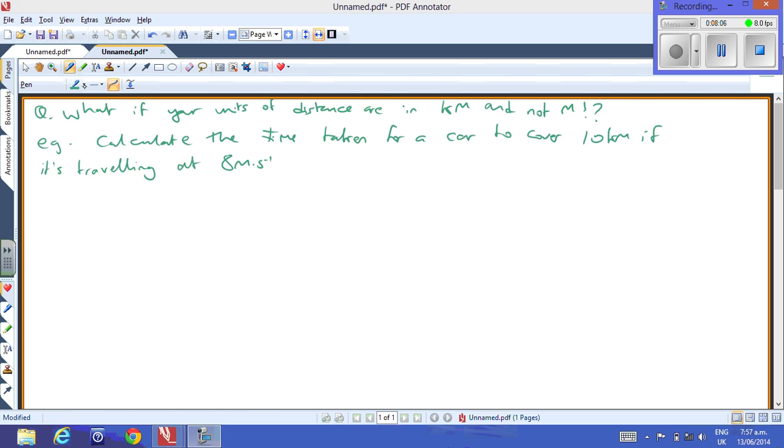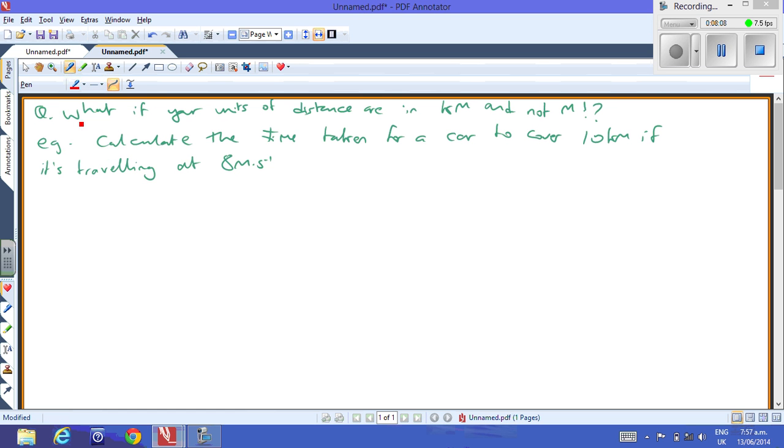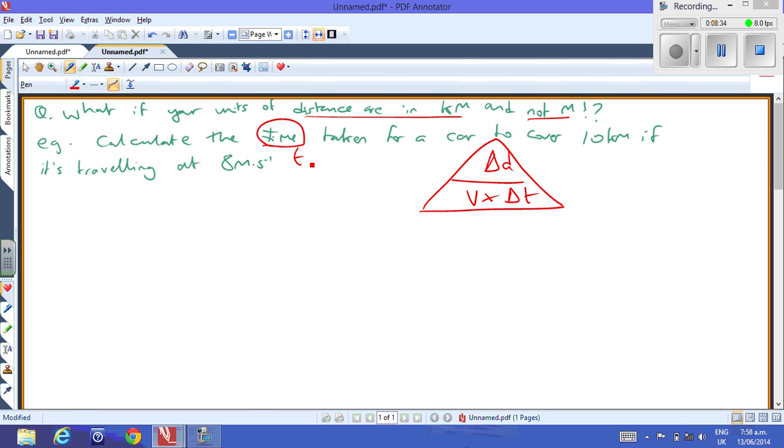So the final possible parameter that you could be asked to calculate would be time in this case, so t. So we've calculated velocity already, we've calculated distance. In this case, we're calculating time. But what if your units of distance are in kilometers and not meters? So let's just take a look at this. We take a look at the formula triangle again, which was change in distance on top, velocity times change in time on the bottom. In this case, we're trying to calculate t, so we cover t, and that tells us that the change in time will be equal to the change in distance divided by velocity.